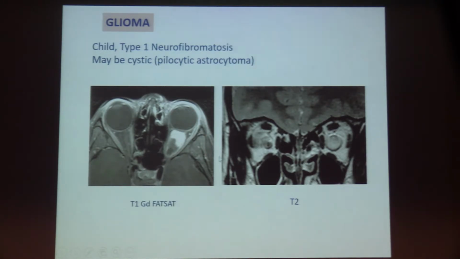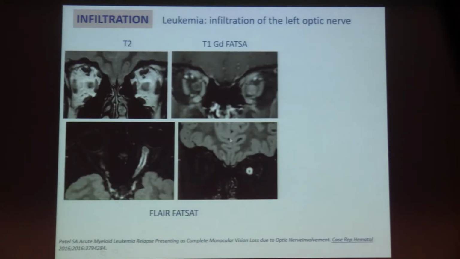Just a few words about the glioma, which are really devoted to children. It's rare in adults, and it's often pilocytic astrocytoma. So, like in this case, you often have a cystic component and something that enhances, but like all the astrocytoma, you have all kinds of lesions.